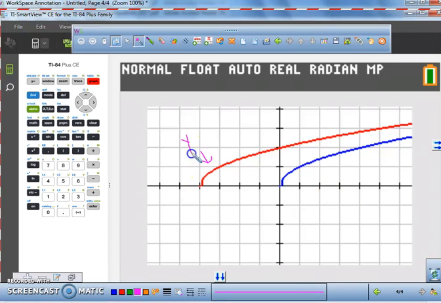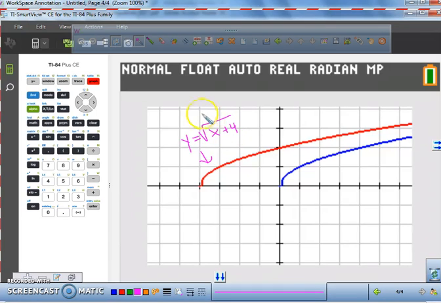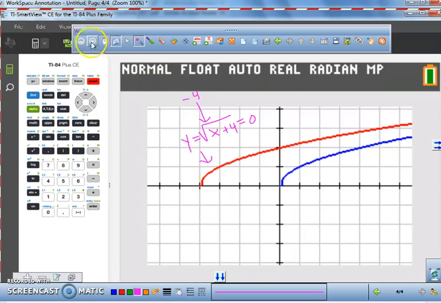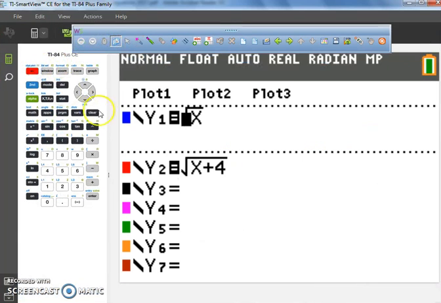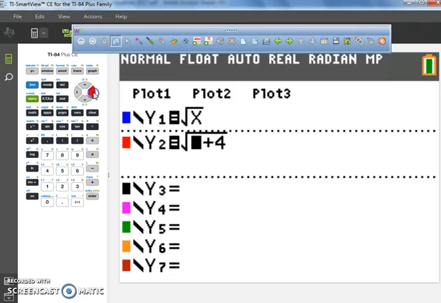This graph right here is y equals the square root of x plus 4. Well, what number would you have to plug in for x to make this equal to 0? Negative 4. So what did that do? That translated it 4 units to the left. 1, 2, 3, 4. Go down here. Why don't you guys tell me what's going to happen?